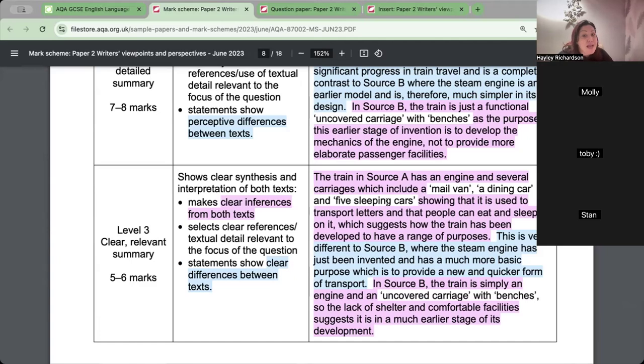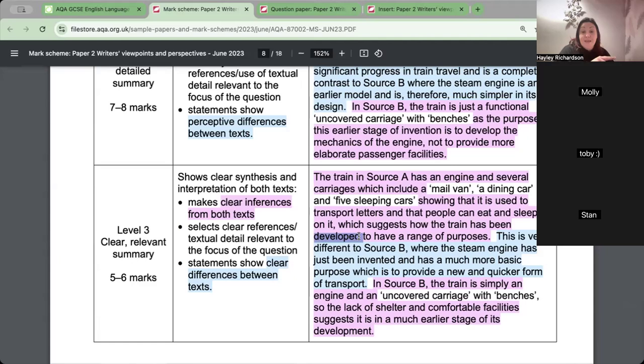The train in source A has an engine and several carriages, which include a mail van, a dining car, and 5 sleeping cars, showing that it is used to transport letters and that people can eat and sleep on it, which suggests how the train has been developed to have a range of purposes. Brilliant. Now that tells me if it's further developed, that is a comment on the fact that one is a text from one is a later text than the other.